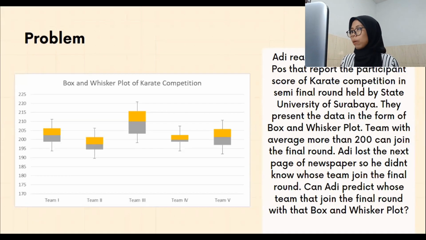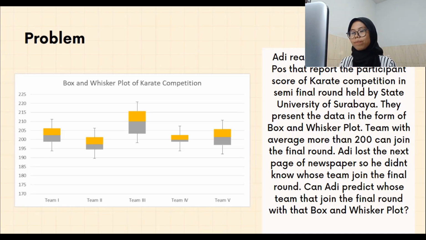Okay, here I have the problem. So, Adi read the newspaper Jawa Post that reported the participant score of karate competition in semi-final round held by State University of Surabaya. They presented the data in the form of box and whisker plot. Team with average more than 200 can join the final round, but Adi lost the next page of his newspaper, so he didn't know which team joined the final round. So you are asked to help Adi determine which team joined the final round by interpreting the box and whisker plot.